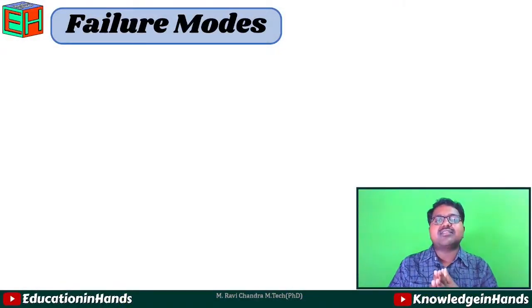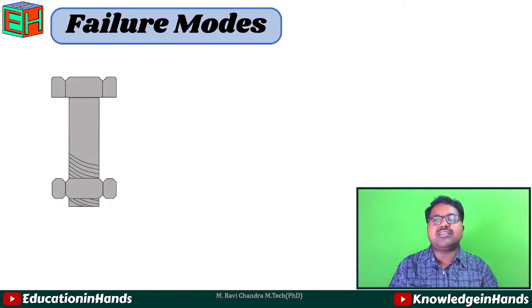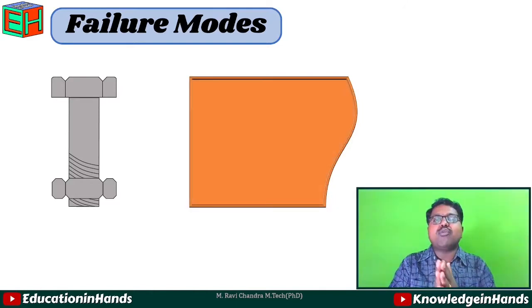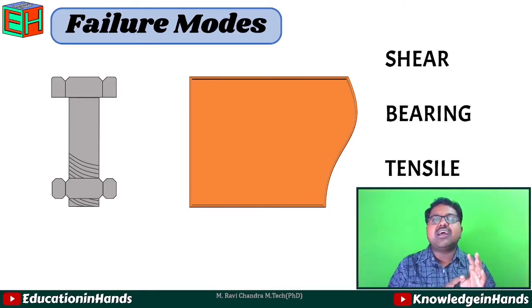Whenever we discuss failure modes in our bolted connections, we need to first consider the failures which happen in the bolt as well as the failures which happen in the plate. Both the bolt and plate have common failures because of three main factors. Those are shear, bearing and tensile forces. So depending on these three, the bolt and plate have six failure criteria.